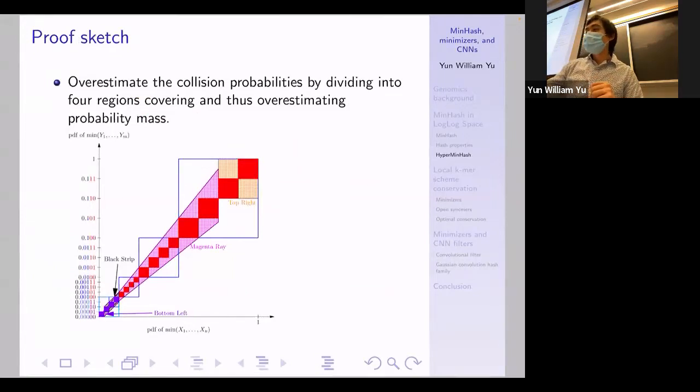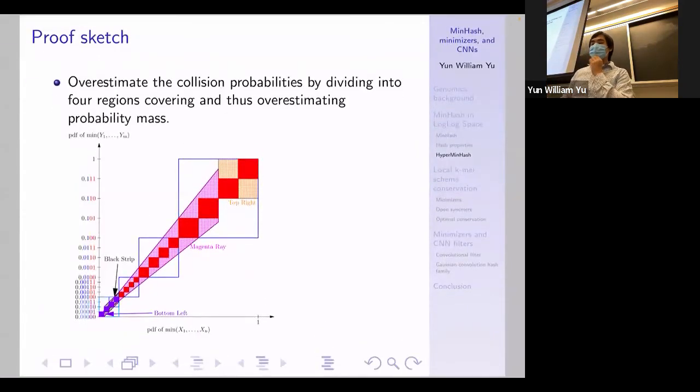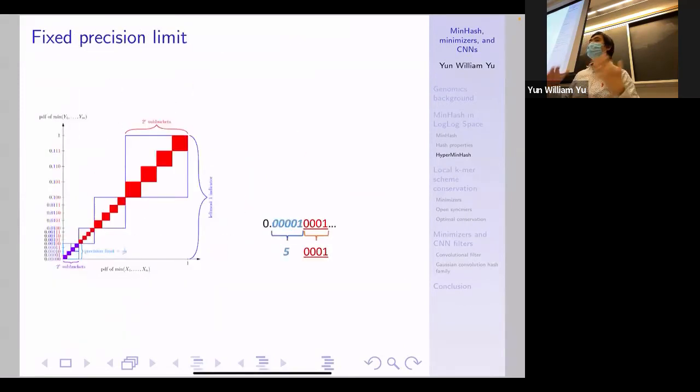And let me give a brief proof sketch, and then after the main part of the presentation, I'll actually give the proof. So the basic idea is that we can overestimate the collision probabilities by dividing into 4 regions, covering and slightly overestimating the probability mass. What we're actually trying to do is measure the total amount of probability mass in the joint probability density function of all of these collision boxes. And you have some choice in how you construct these collision boxes, because those are basically the compression or encoding you're putting onto the hash function, rather than just storing the full binary value.